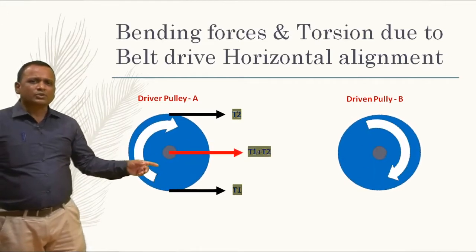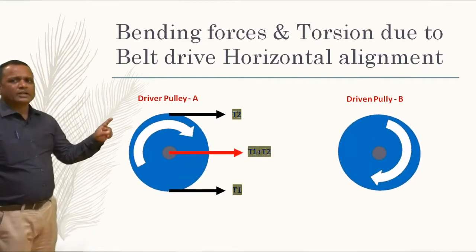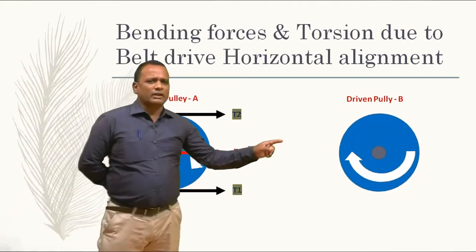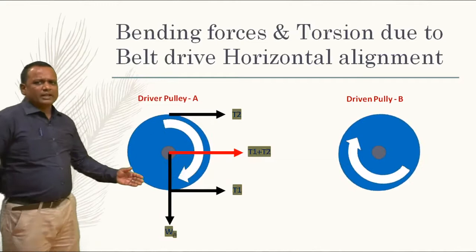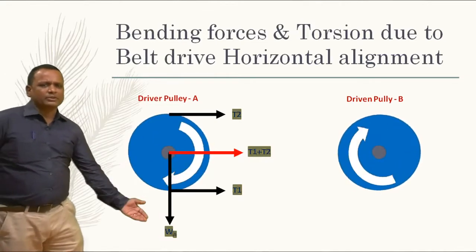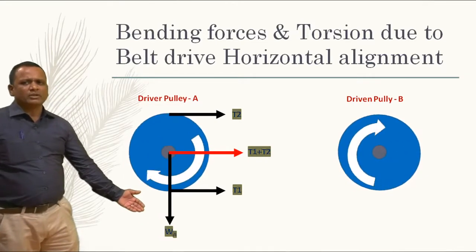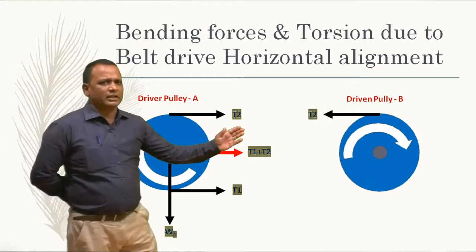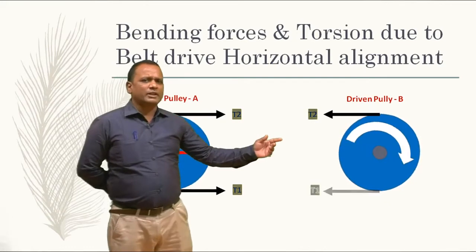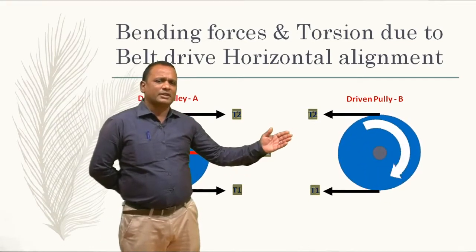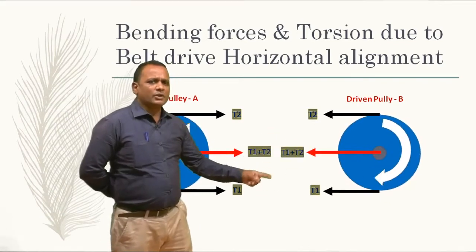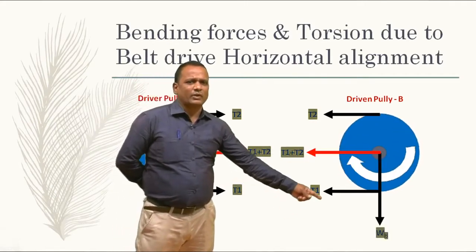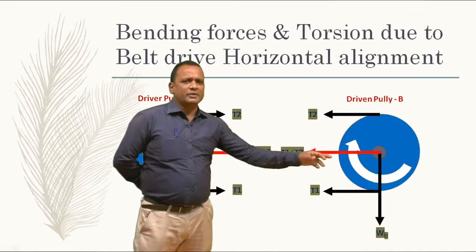The summation of those two would be T1 plus T2 for the driver pulley A. Similarly for the driven pulley B, one more thing here is the weight of the pulley pulling downwards, which I consider as W, the weight of pulley at B, WB. For the driven pulley, T1 and T2 are the tensions at the tight and slack sides, and their combination would be T1 plus T2. The weight of the pulley acts downwards, which I call the weight of pulley B, the driven one.